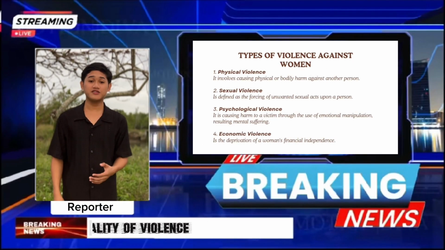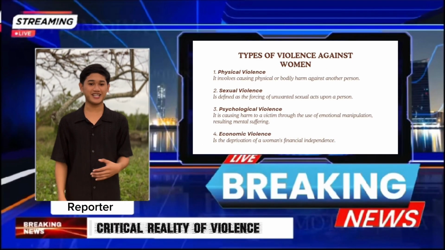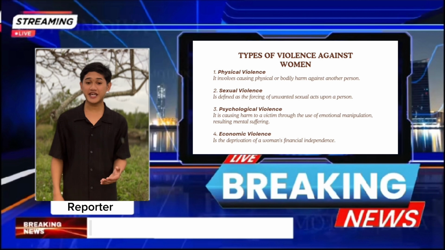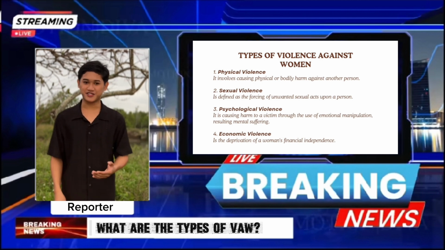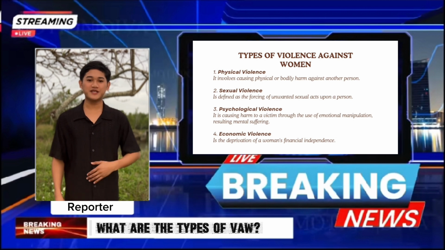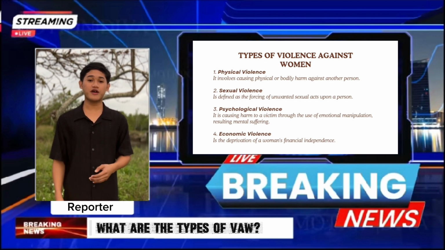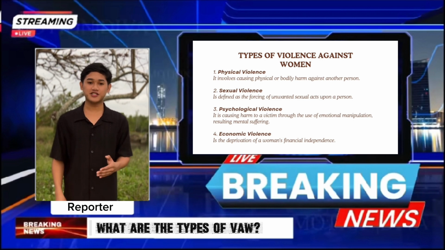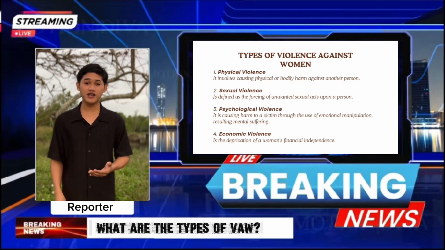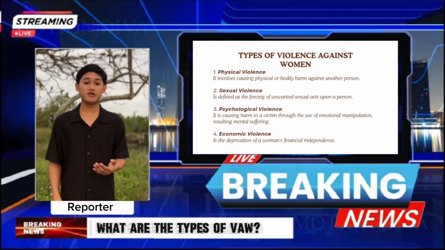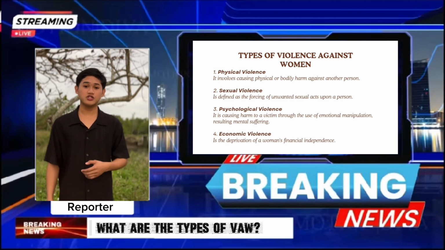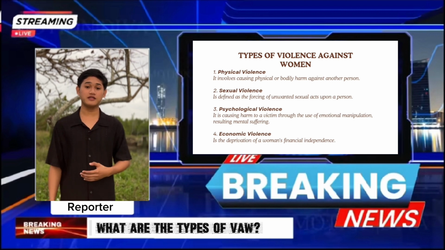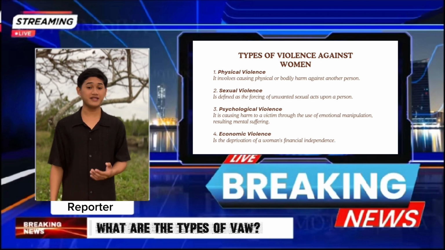Today, we'll break down the critical reality of violence against women, a global crisis that takes many forms, some visible, others deeply hidden. Here's the breakdown. The four pillars of violence: physical, direct bodily harm or force; sexual, any unwanted sexual act; psychological, the invisible scar that uses emotional manipulation and gaslighting to cause mental suffering; economic, controlling a woman's livelihood and denying her financial independence.